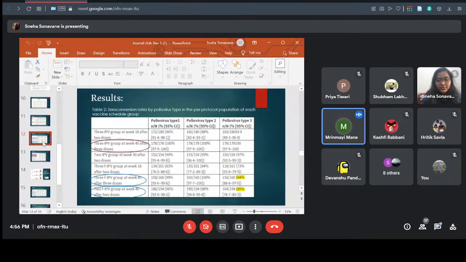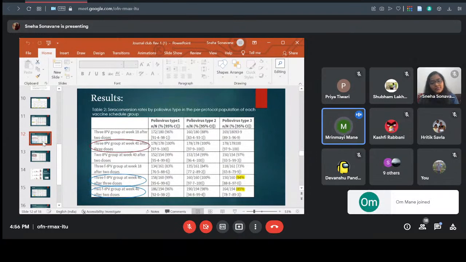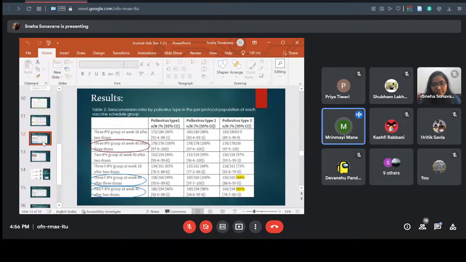So as you can see, in the 2 IPV group, the seroconversion rates were almost similar to the 3 IPV group for all three poliovirus types, which means with administration of 2 IPV doses, we can achieve near universal immunity against all three poliovirus types. And because we are using fewer doses, the cost will be minimal.